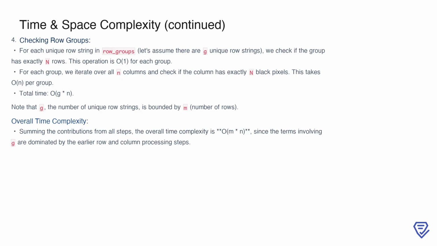Importantly, the number of unique row strings, g, is bounded by the total number of rows, m. Summing up the contributions from all steps, the overall time complexity of the algorithm is O(m*n). Even though the term O(g*n) arises here, it is dominated by the earlier processing steps, making O(m*n) the final complexity.